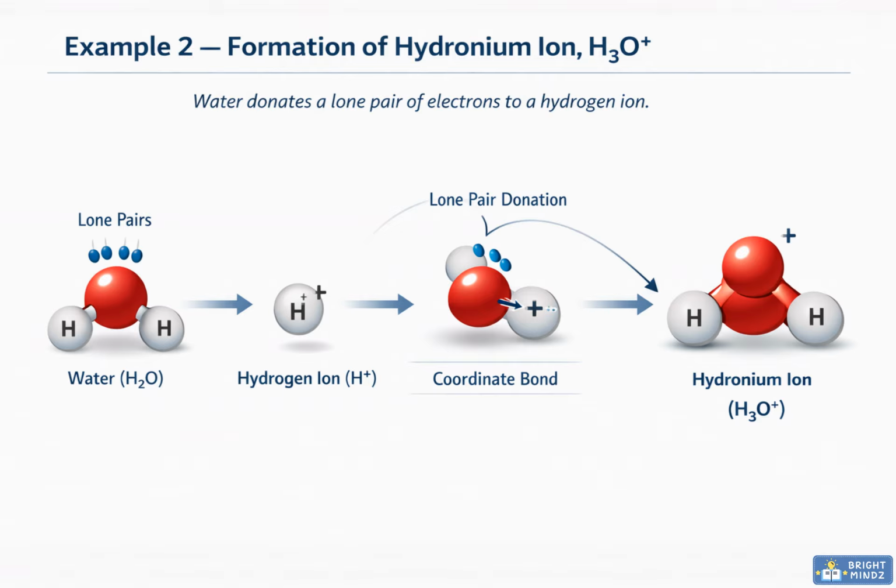A second common example is hydronium, H3O+. In water, oxygen forms two O-H bonds and still has lone pairs available. A hydrogen ion, H+, has no electron to share, so it accepts one lone pair from oxygen. That donated pair becomes a coordinate bond, producing H3O+.